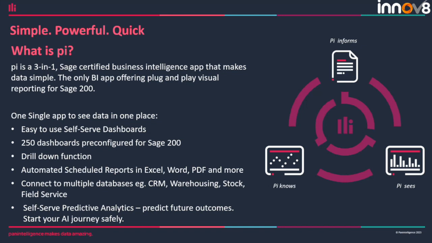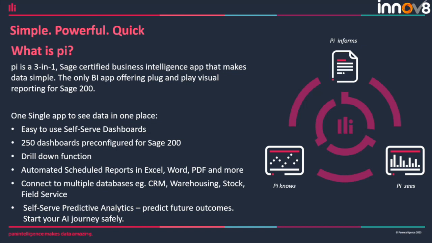The 3 areas of PanIntelligence are Pi Informs, Pi Sees, and Pi Knows, and that's reports and insights. Those areas are the ability to see the dashboards that we're going to look at today, the ability to schedule those dashboards and reports and get them delivered to yourself and other people in the business, but also the potential to go one step further into analytics and predicting outcomes and probabilities of certain bits of data. It's an easy to use self-service dashboard.